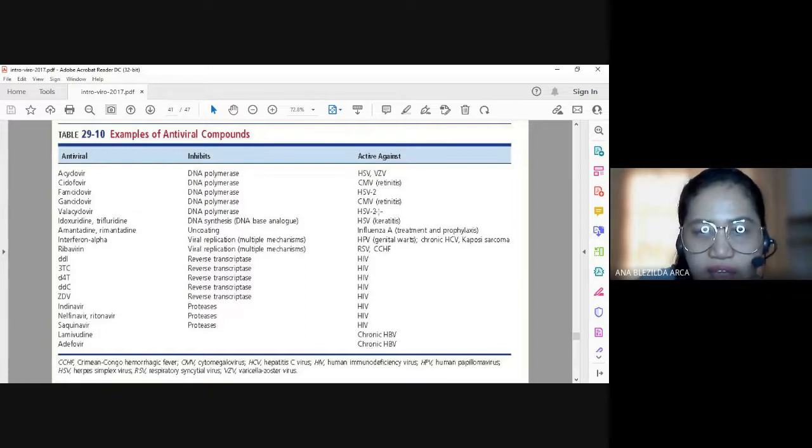And these are the specific viruses these are effective against. Okay? So ito yung mga example. So hindi naman kailangan i-memorize to class. Example lang yan.